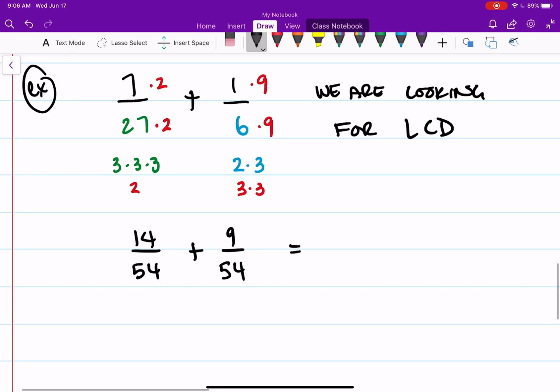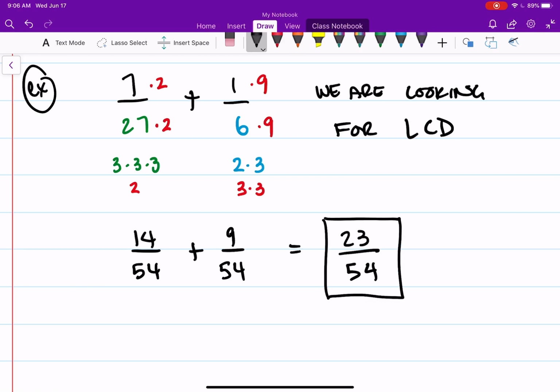So now I can add these fractions because I have common denominators. I keep the denominator and add or subtract the top, which is a 23. So there is my answer. Okie dokie. All right.